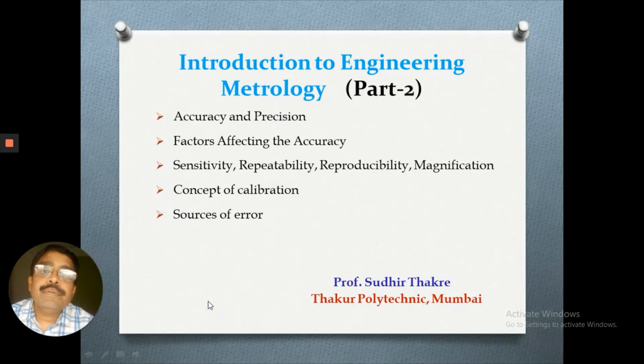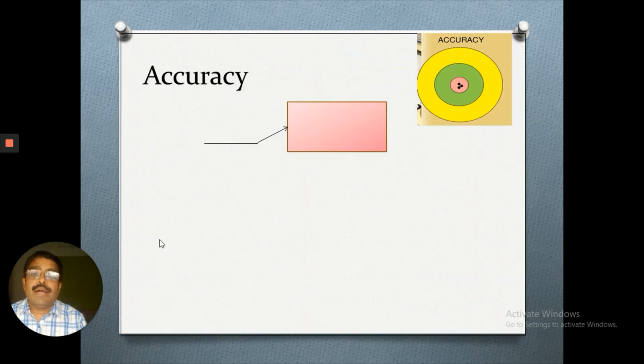Hello student, today we'll go for part 2 of the introduction to engineering metrology. In this, we'll cover accuracy and precision, factors affecting accuracy, sensitivity, repeatability, reproducibility, magnification, and the concept of calibration. And the last one is the sources of error.